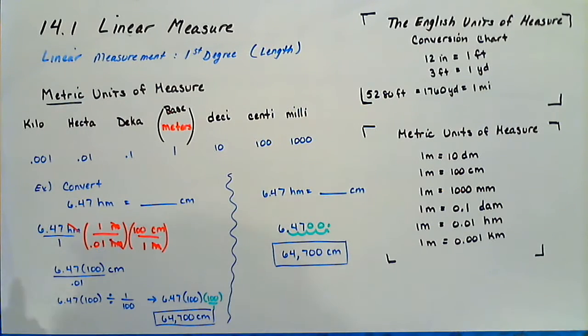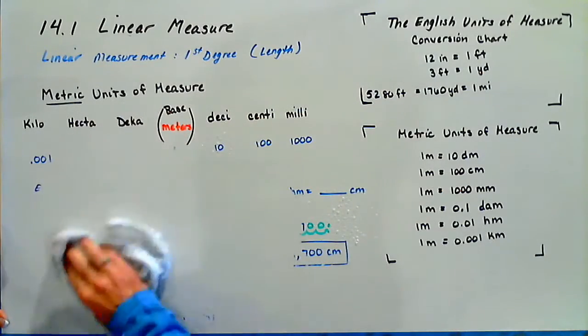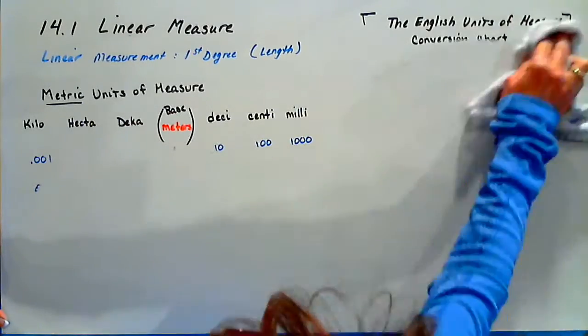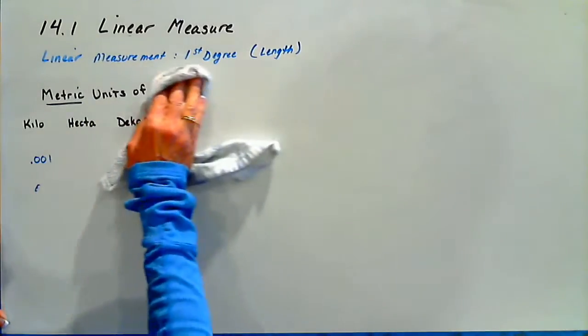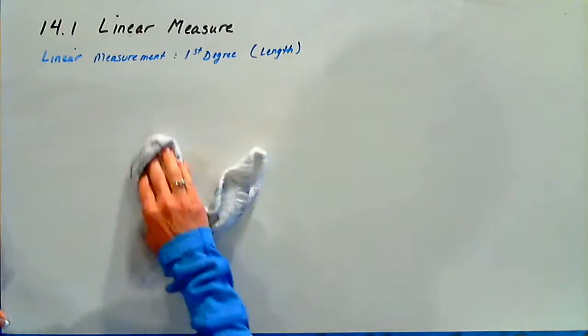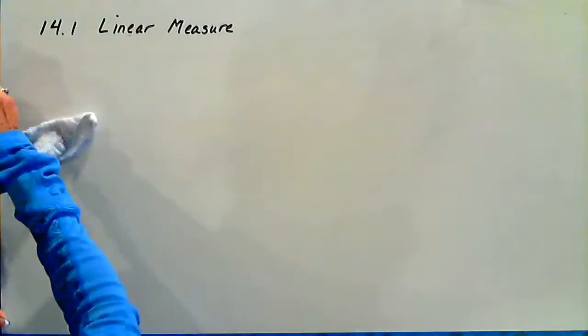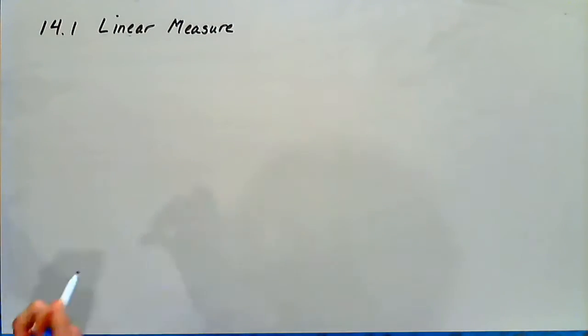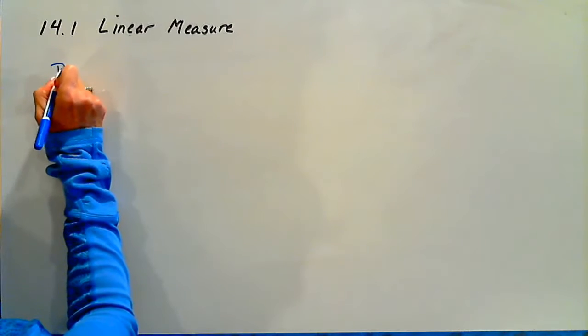Now let's talk about how we use the linear units of measure in our geometry. We're going to be looking at polygons, which are all line segments, and then we'll look at a circle, which is not made out of line segments. Okay, so we're always looking at first degree because it's one-dimensional. We're talking about length. So let's look at polygons.